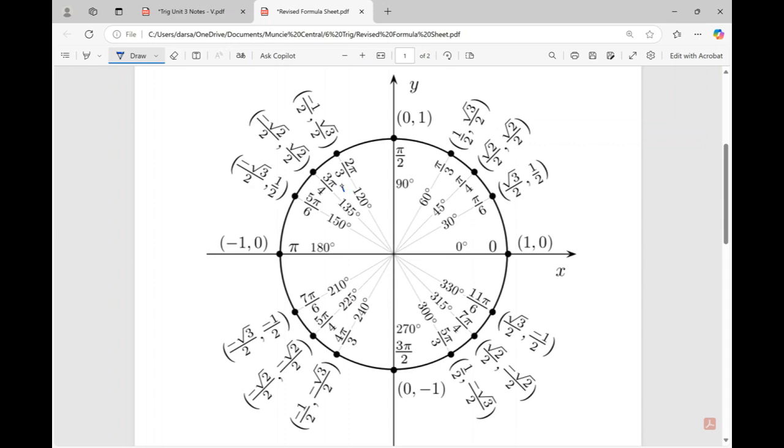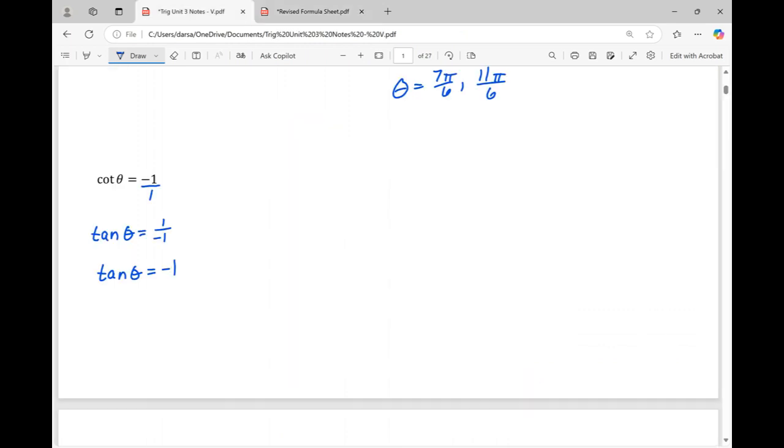So let's look in the second quadrant. What if we did square root of 2 divided by negative square root of 2? Will that give us a negative 1? Yes. So 3 pi over 4 is one of our answers. And then if we look in the opposite quadrant, in quadrant 4, we'll get negative square root of 2 divided by 2, and that will also be a negative 1. So our two answers are 3 pi over 4 and 7 pi over 4 for our final answers.